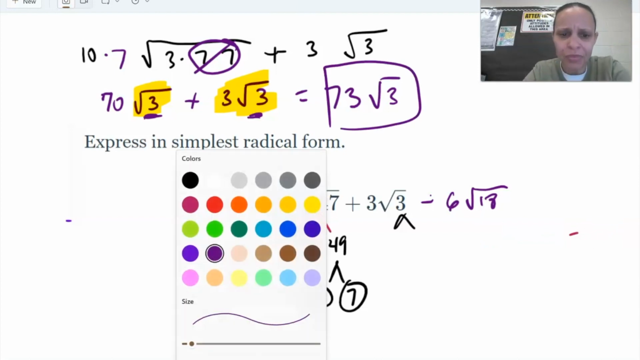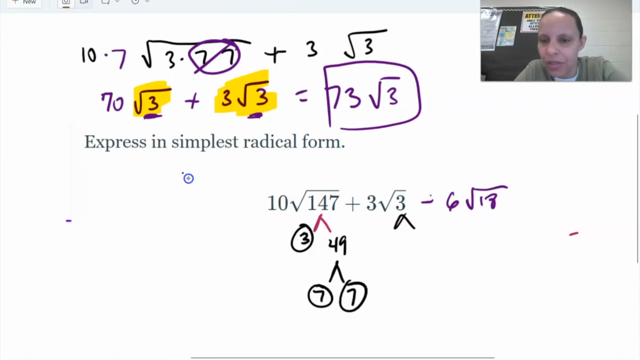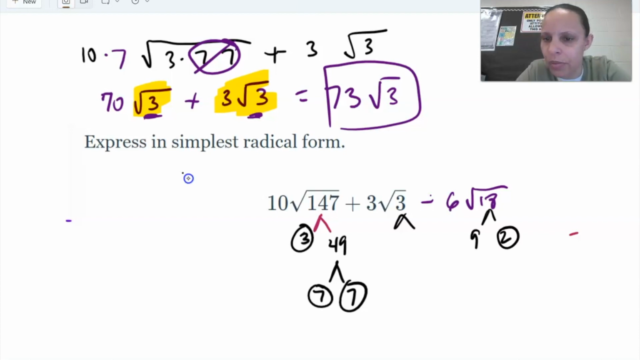But I'm just showing you that the process is the same. So let's break this down. What goes into 18? 9 goes into 18 how many times? Twice. So this is a prime number. Break down 9: 3 times 3. Those are both prime. All right, now I'm going to write it up here.